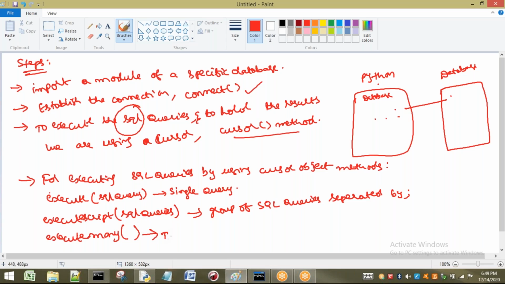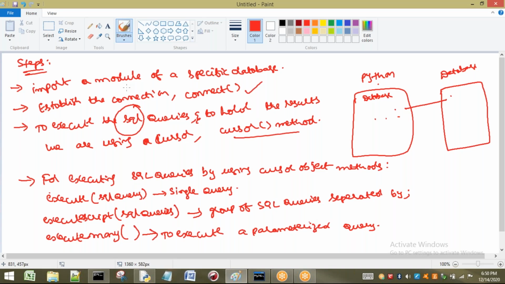So executemany is going to execute a parameterized query. Here we can pass parameters. So these are the main important steps. After this, some more methods and some important functions are there. When we have to use them, we will see.